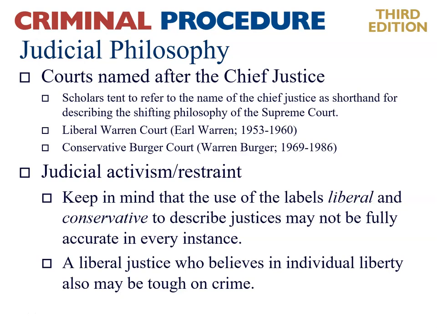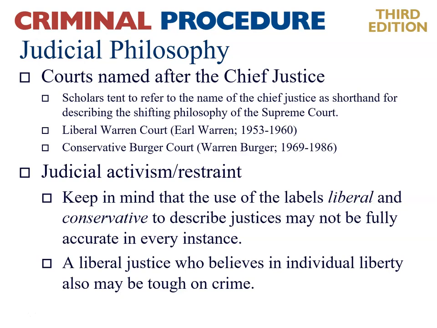Keep in mind, a lot of times we talk a little bit about the labels, that the use of labels like liberal and conservative to describe justices may not be fully accurate in every single instance. A liberal justice who believes in individual liberty also may be tough on crime, and a conservative justice who opposes, let's say, abortion also may be an absolutist when it comes to freedom of speech. And there are other issues where a justice's point of view is not easily categorized on the liberal or even conservative side. History has also demonstrated that justices have changed their philosophy while serving on the court.